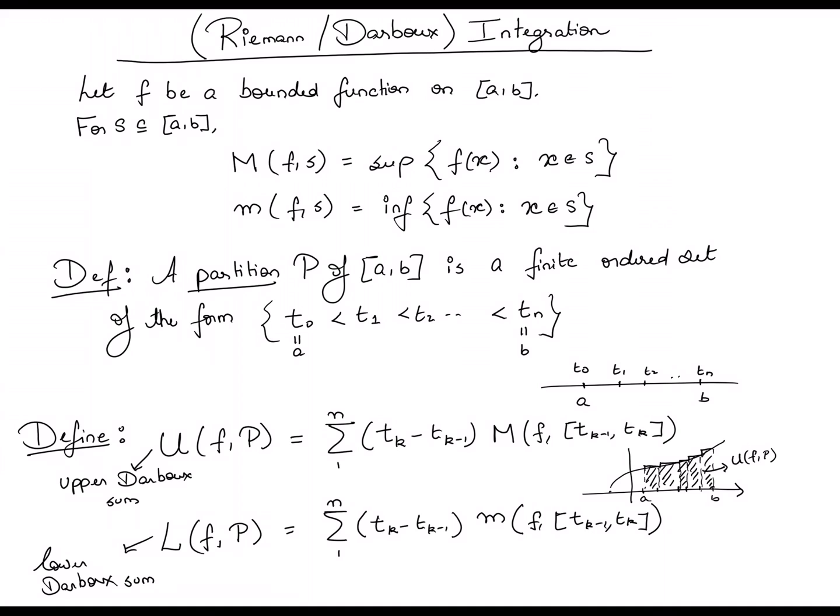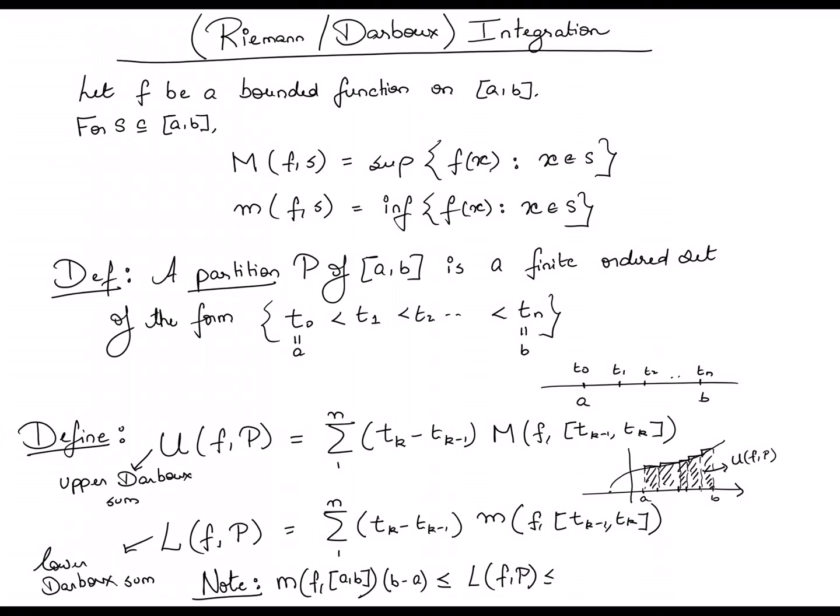Right, another immediate takeaway is that these guys are in fact cleanly bounded. So maybe I'll just squeeze that in here. So note that if you look at m of f comma ab times b minus a, this is in fact a lower bound on the lower Darboux sum.